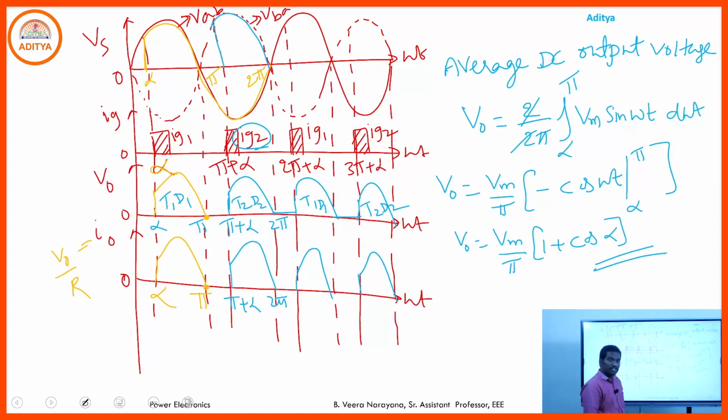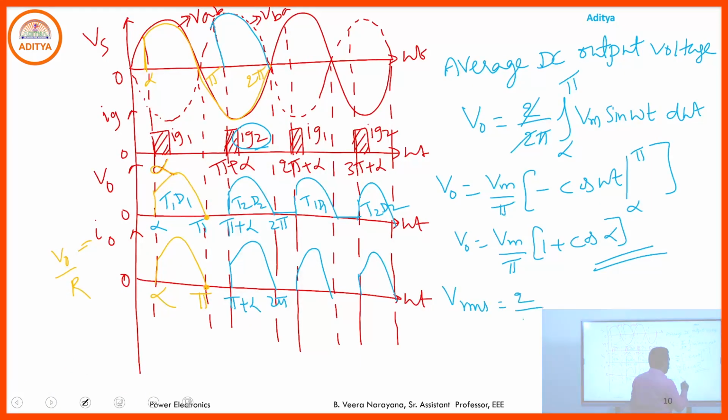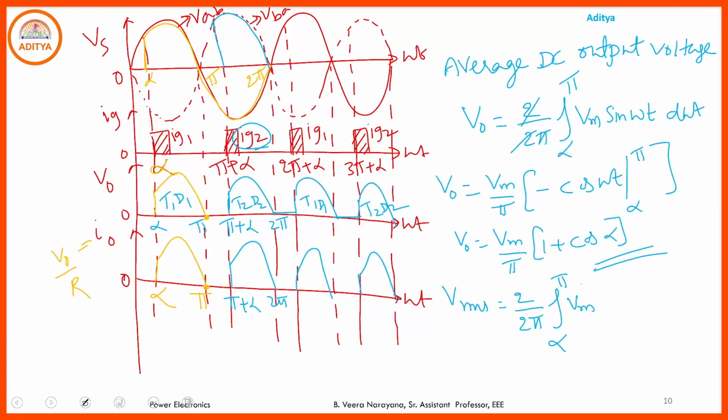This is the simple average DC output voltage for a single phase semi converter or half controlled converter with R load. If you want to find the RMS output voltage, simply Vrms is equal to 2 by 2 pi integral alpha to pi Vm square sin square omega t d omega t, whole power 1 by 2. We already simplified this expression, and if you simplify it, you get the RMS output voltage.